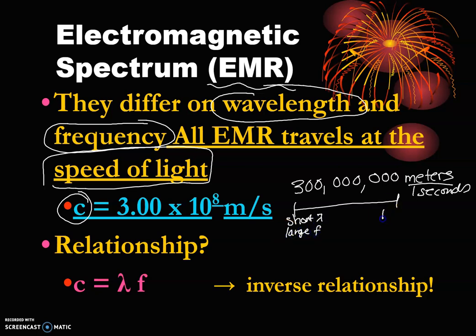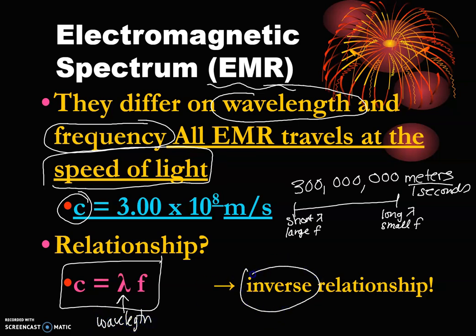But what you notice with these is that if you had a short wavelength, you had a large frequency. And if you had a long wavelength, you had a small frequency. So what is the relationship? C is equal to lambda times F, where lambda is your wavelength. Okay, this is an inverse relationship. When one goes up, the other goes down. When one goes down, the other goes up. Because these two numbers multiplied by one another is a constant. And that's where we get this 3 times 10 to the 8th meters per second.